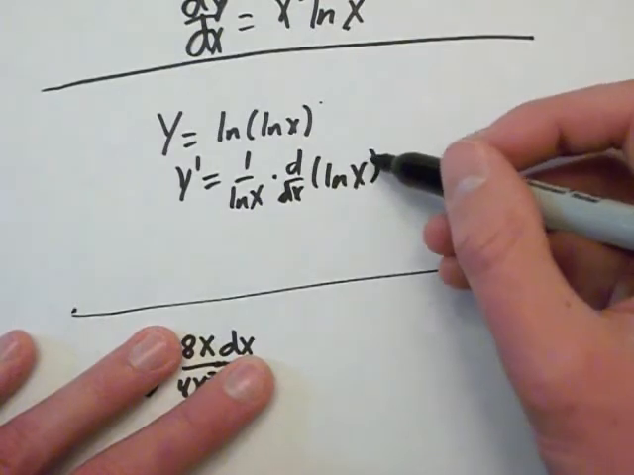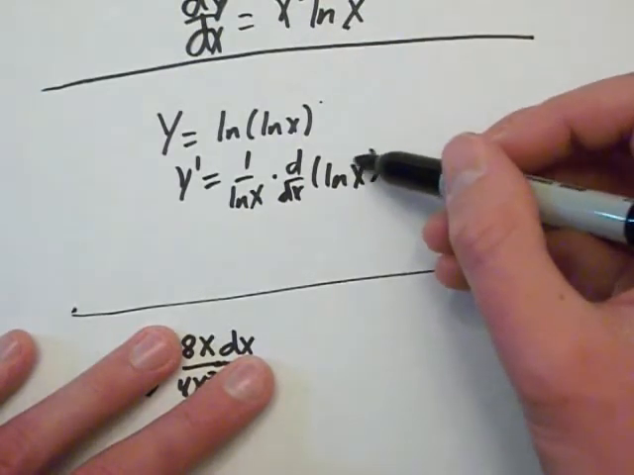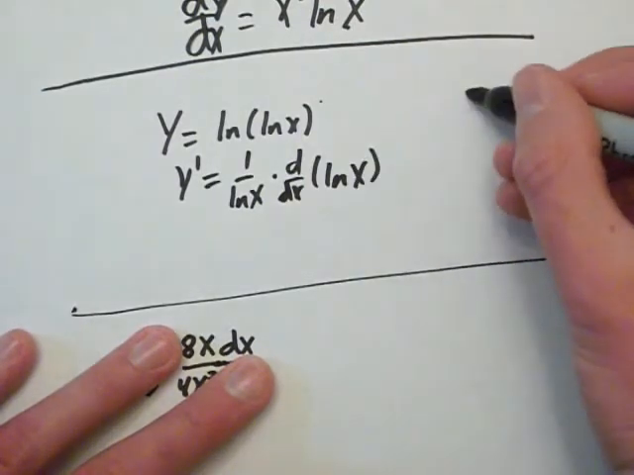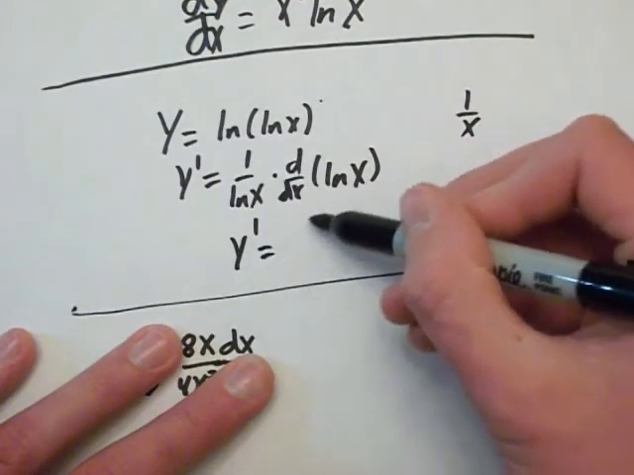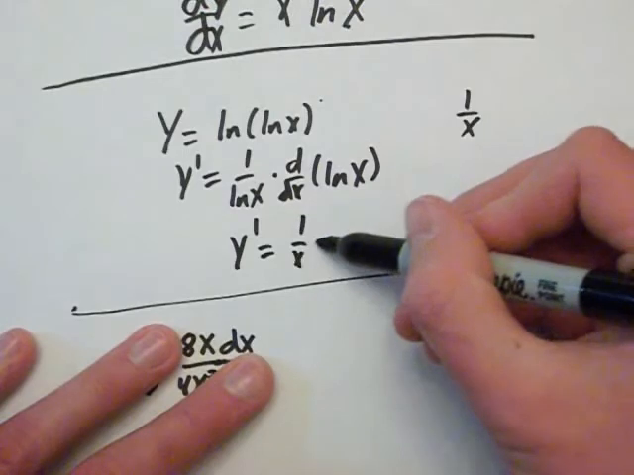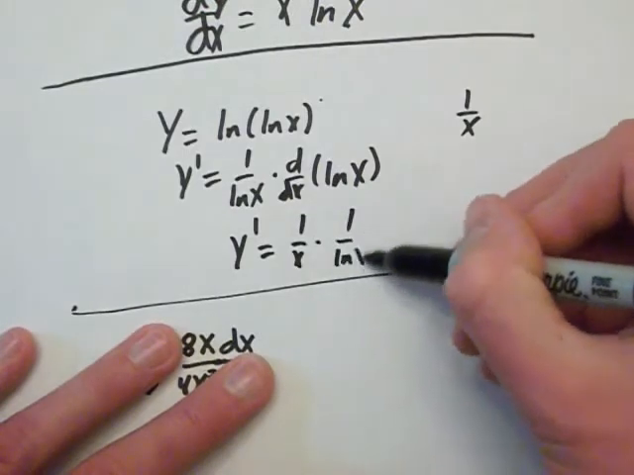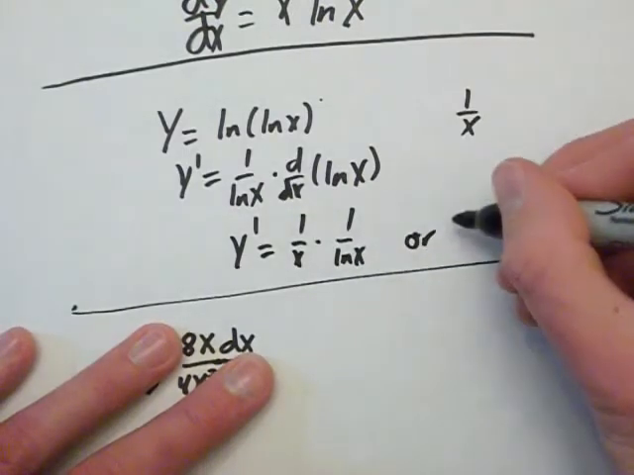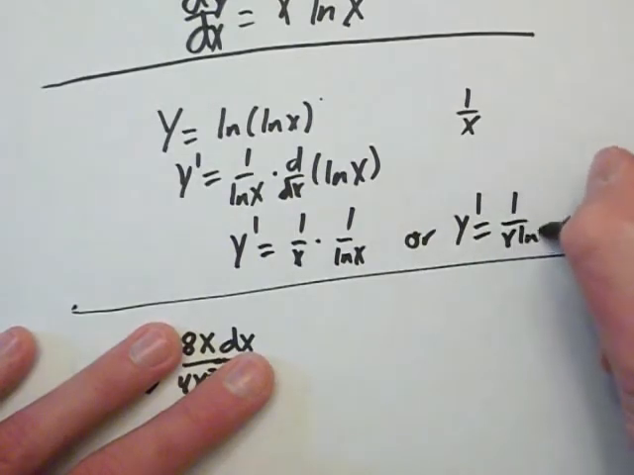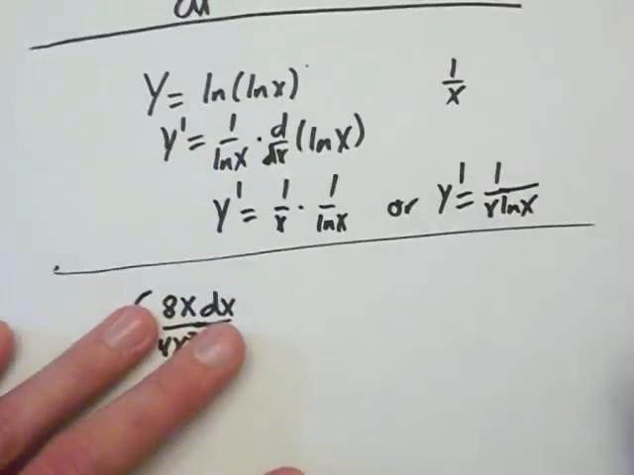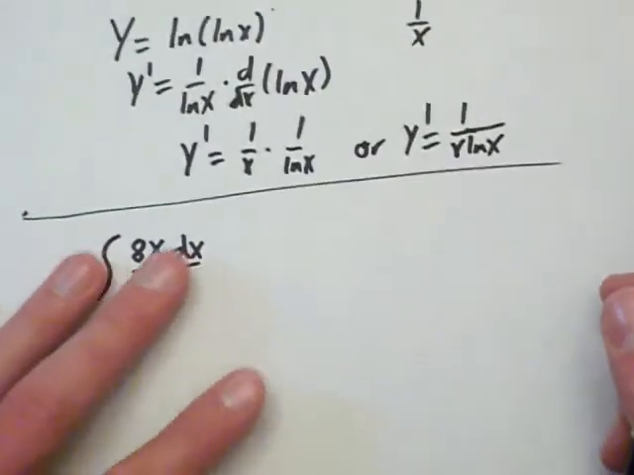Now, the derivative of ln x is really 1 over x, right? So what we're going to end up with, y prime equals 1 over x times 1 over ln of x, or simply y prime equals 1 over x ln x. And once again, we have our answer.